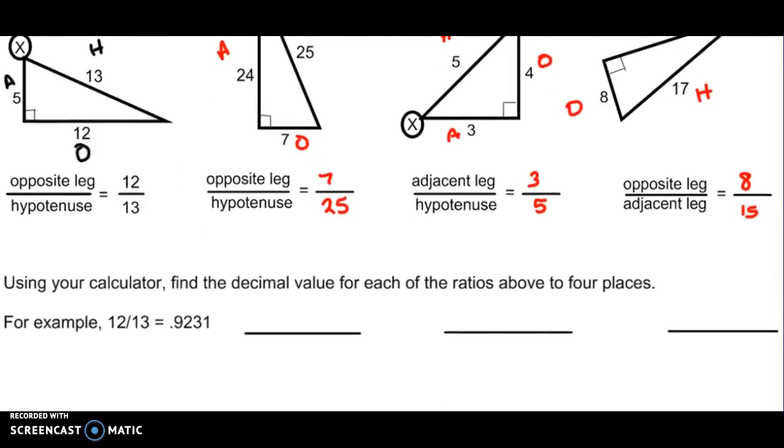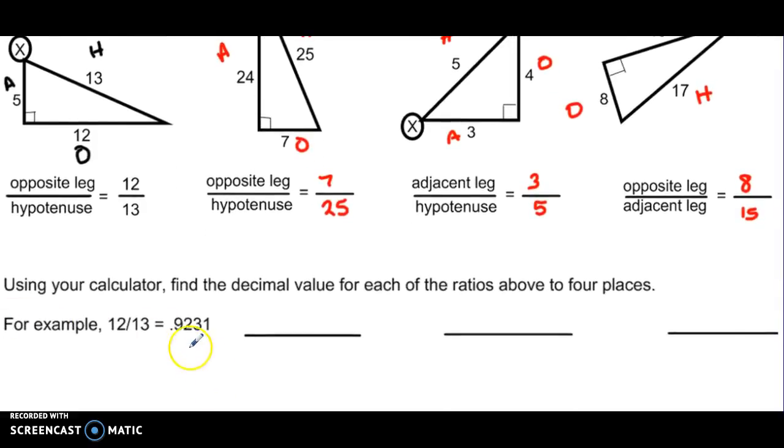So what I would like for you guys to do next is go ahead and pause the video, and using your calculator, find the decimal value for each of the ratios above to 4 places if possible. So for example, on this first one that was done for you, we had that ratio of the opposite leg over the hypotenuse, 12 over 13. I want you to now go ahead and put 12 divided by 13 on your calculator, and you should get 0.9231.